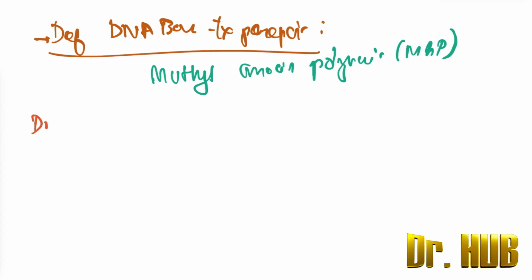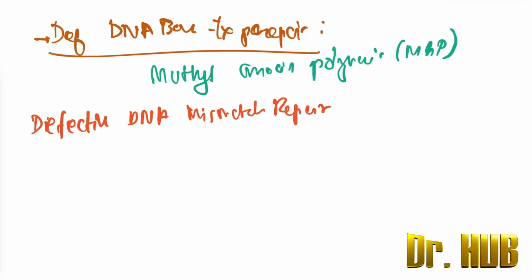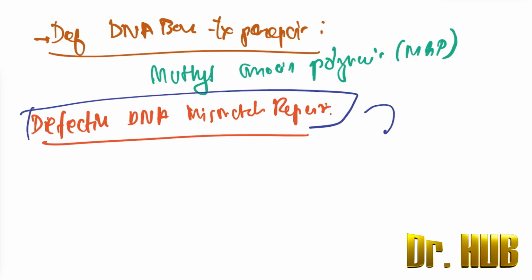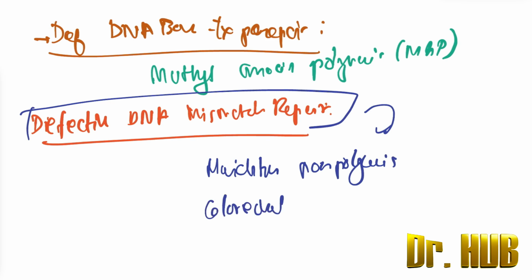Then there will be a defective DNA mismatch repair. The defective DNA mismatch repair includes the hereditary non-polyposis colorectal cancer. So in short we are writing it as HNPCC.